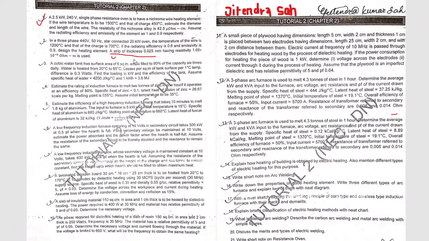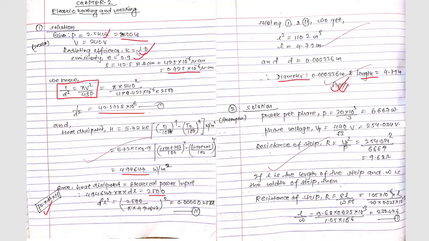First, you can see a 3-phase 440 volt, 50 hertz, star connected 20 kilowatt oven is given. Since it is 3-phase, the power per phase will be 20 × 10³ / 3, since we have to divide by 3 for per phase, so you'll get 6667 watt. The phase voltage will be 440/√3, so you'll get 254.034 volt. Now the resistance of a stripe will be R equal to Vp² / P, and here we have Vp and similarly we have P, so you'll get 9.68 ohm.